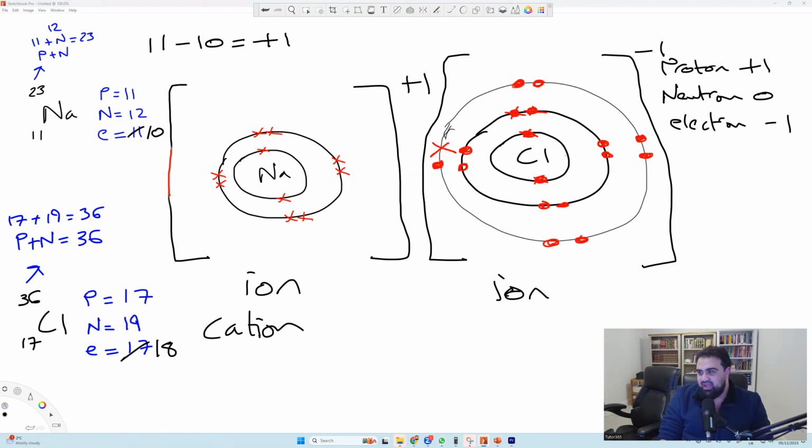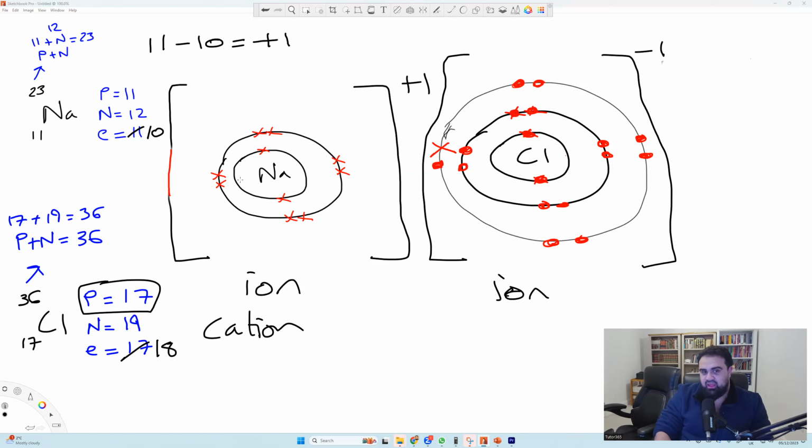How? Because how many protons does it have? Chlorine. How many protons? 17. And it used to have 17 electrons. So the 17 pluses canceled out the 17 negatives and you had overall no charge, right? Yeah. But now it has 18 electrons. So 17 positives and 18 negatives gives you -1. So it has an overall -1 charge. So we call this an anion.